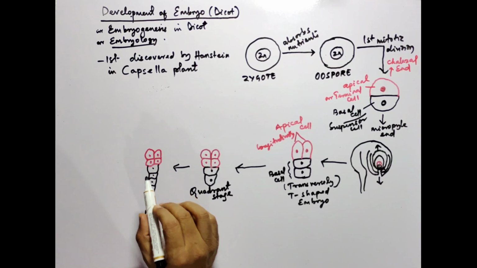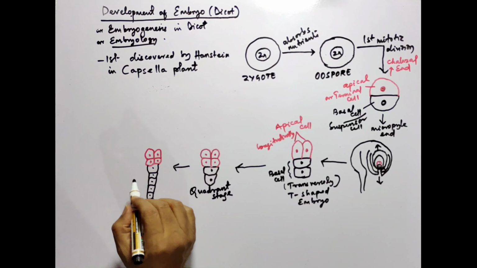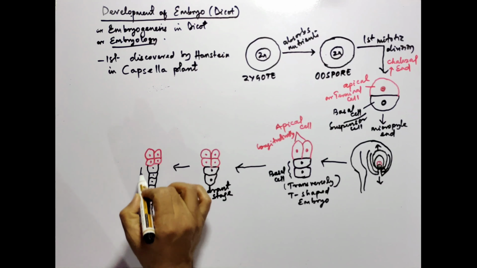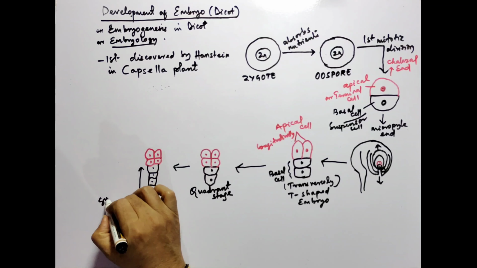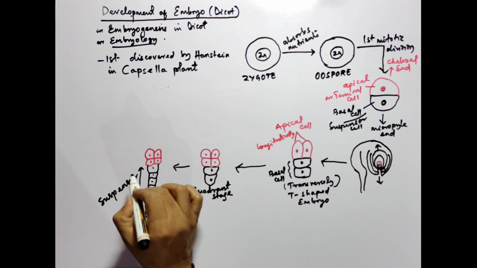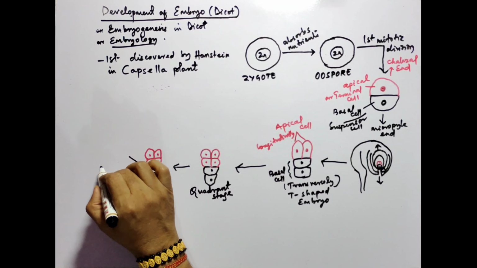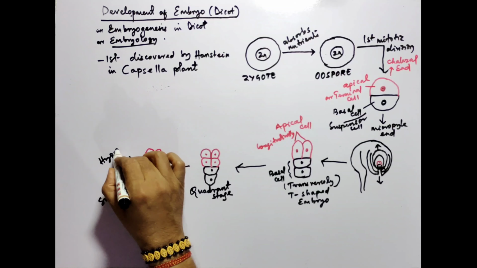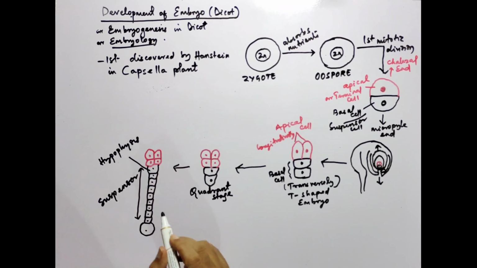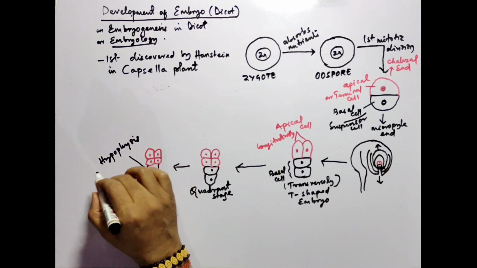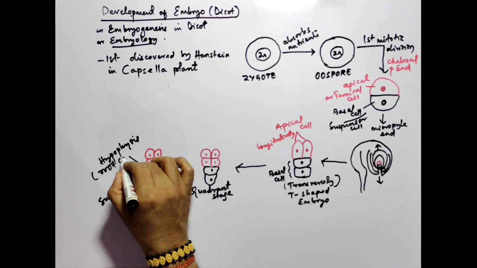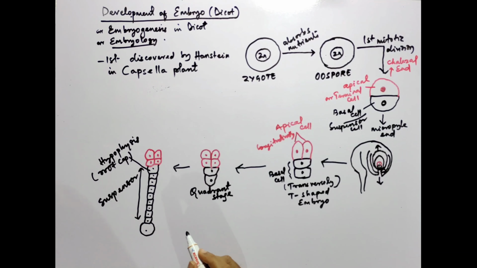It will push the embryo into the endosperm. So we can write here suspensor. This is suspensor, and this base cell we can write hypophysis. And this hypophysis later on produces the root cap. In future it will produce the root cap, and this base cell is also called haustorial cell.